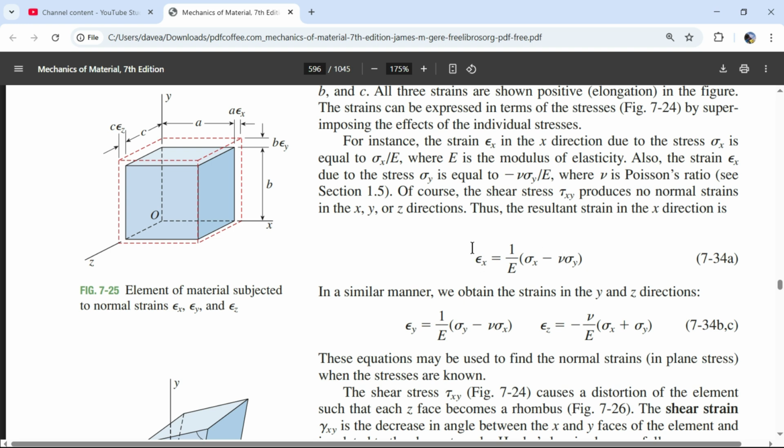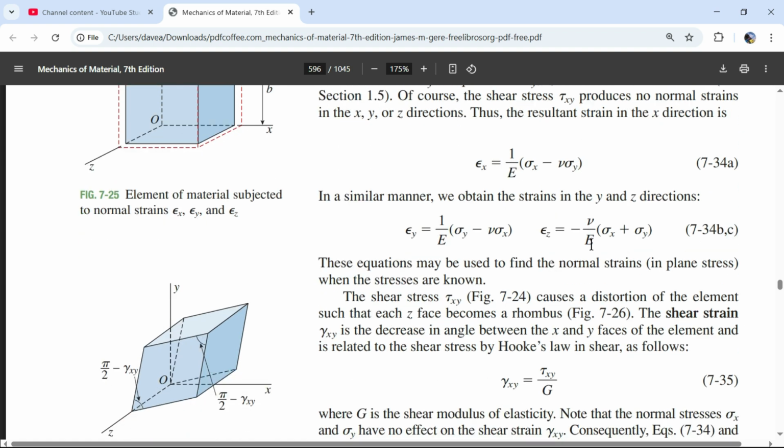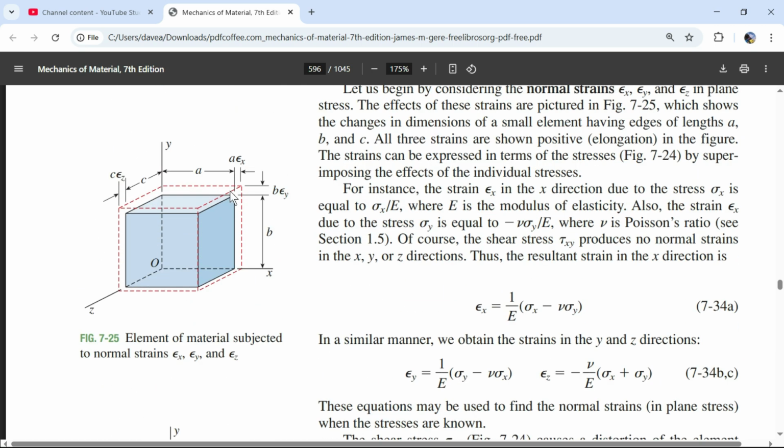So let's talk about what these values are. You could say this is strain in the x is equal to 1 divided by the modulus of elasticity multiplied by the normal stress in the x minus Poisson's ratio for the material multiplied by the normal stress in the y. Hell yeah. In a similar manner, we can obtain the strains in the y and z directions. And so, cool.